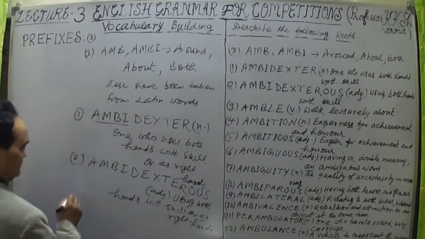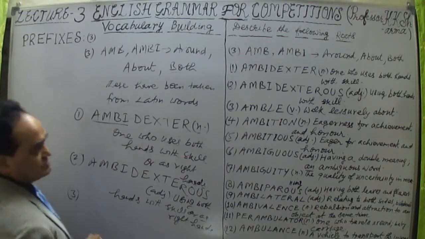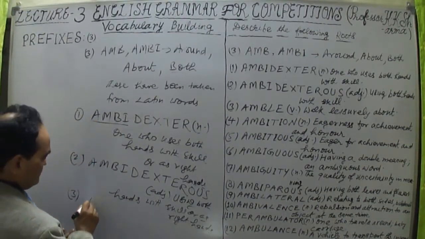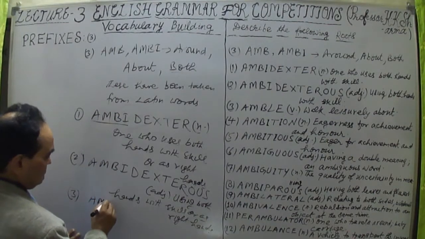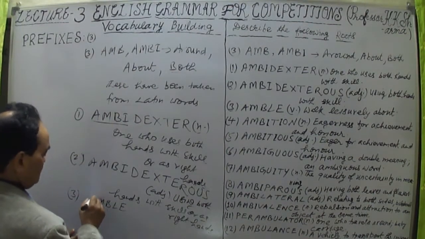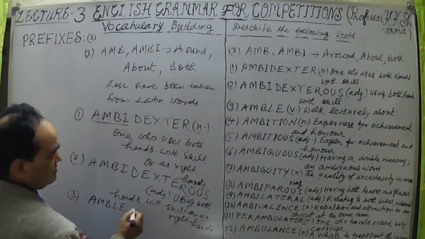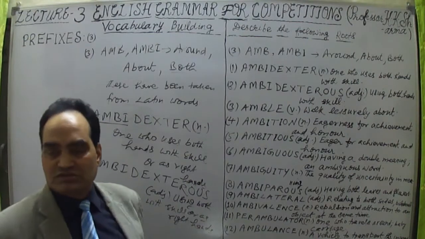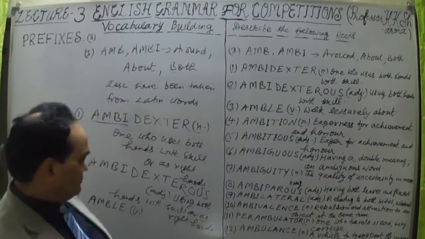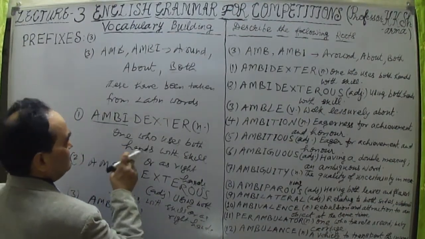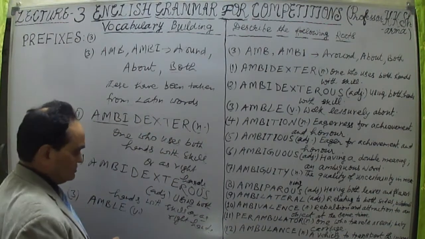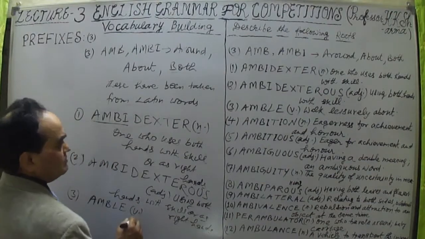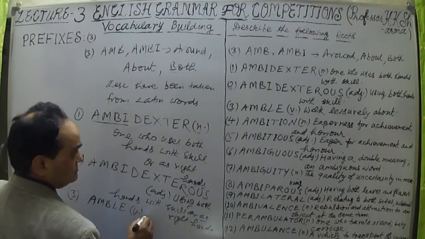Now the third word I am taking. Third word is amble, A-M-B-L-E. Now the amble word has a different meaning. It's a verb that means walk leisurely about. This is about. Ambi, okay, embire. This embire word, as I just talked about, embire is the base word for this. Embire means going about. So amble here is a verb.